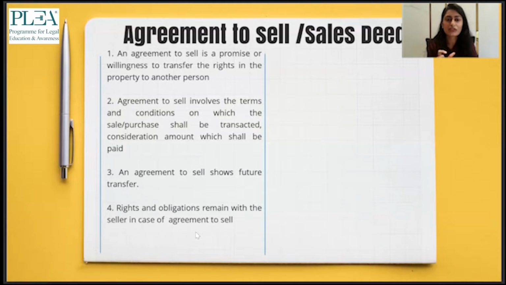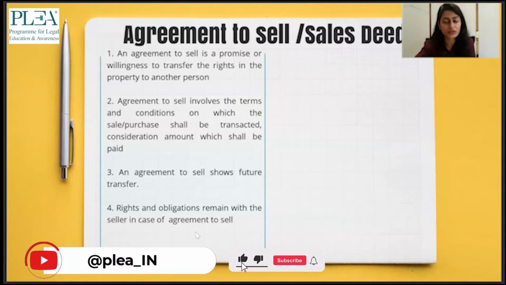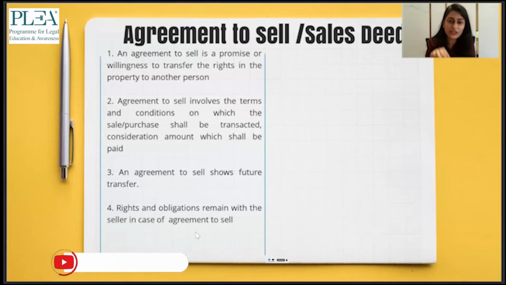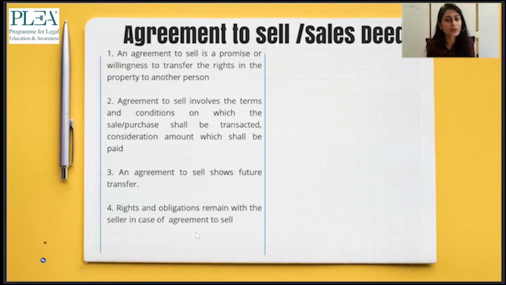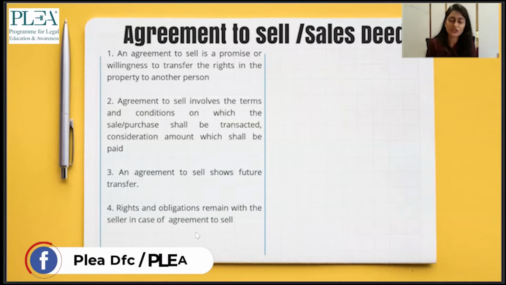Our agreement for sale is just a promise. It's a promise to fulfill in future, as in it's a futuristic agreement. I am promising to pay 1 crore to so and so person in future. In future, you are promising to do something, and that promise you're giving today. So agreement to sell involves the terms and conditions on which the sale and purchase shall be transacted. Consideration amount shall be paid.